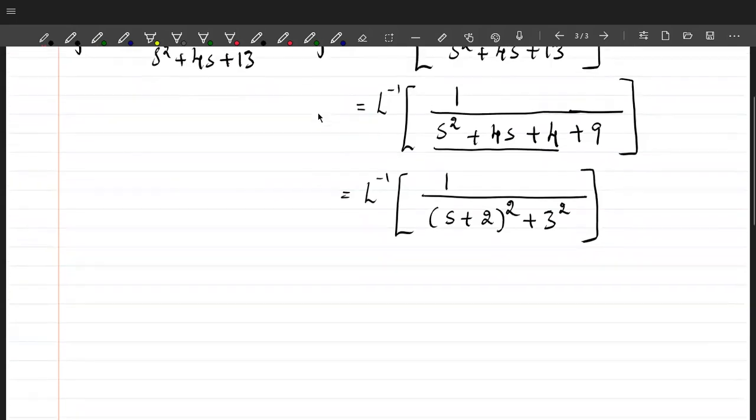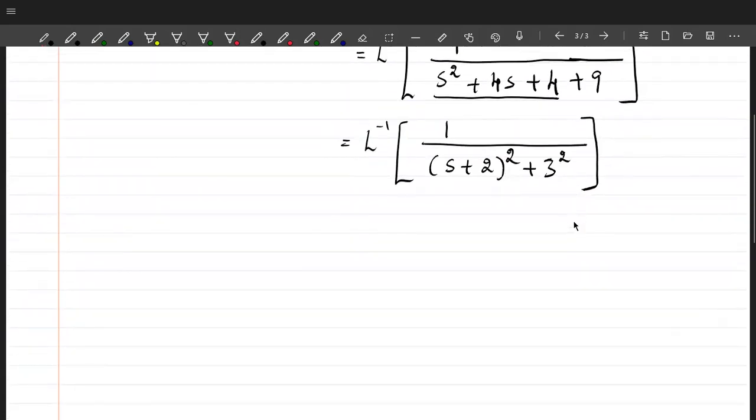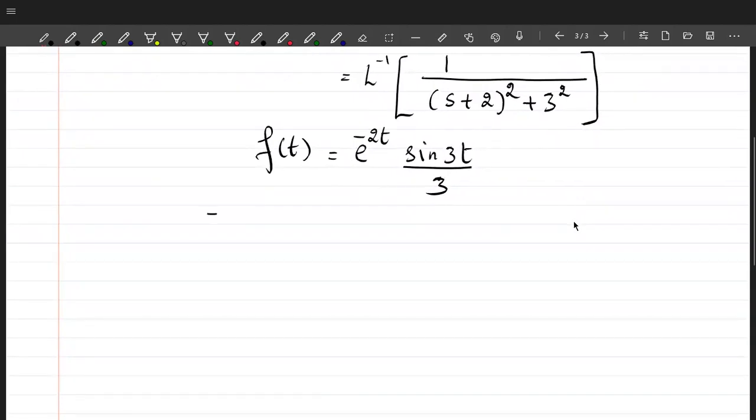Correct? So now if you have something which is of the form L inverse of 1 by s plus a whole square plus b square, according to the formula, what do you get? The answer must be equal to e power minus 2t into sine of 3t divided by 3. So this is the answer for f of t. Now if this is the answer for f of t, what we need is the value of f of u. So f of u will be equal to e power minus 2u into sine of 3u divided by 3.